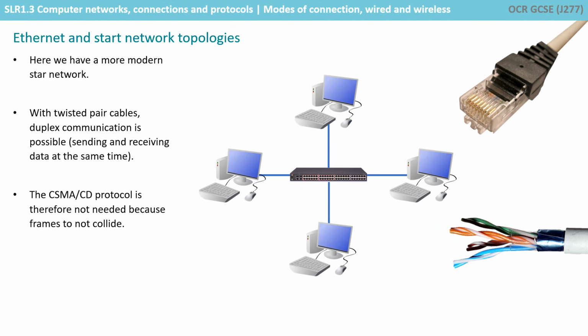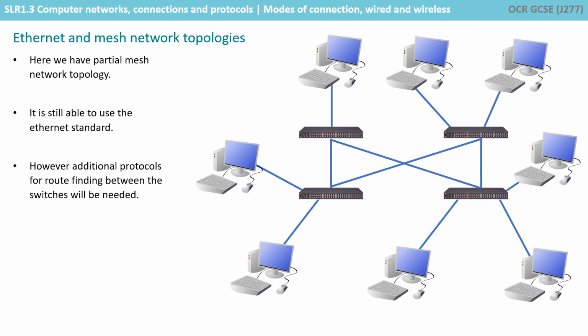What you do need to be aware of is star networks, and here Ethernet is the chosen standard for implementing a star network. With twisted pair cables, duplex communication is possible. That means sending and receiving data at the same time because different wires are used for transmit and receive. Therefore, the CSMA/CD protocol is not needed because frames can't collide. With mesh network topologies, you can still use the Ethernet standard, but additional protocols for routing between the switches are also going to be needed.